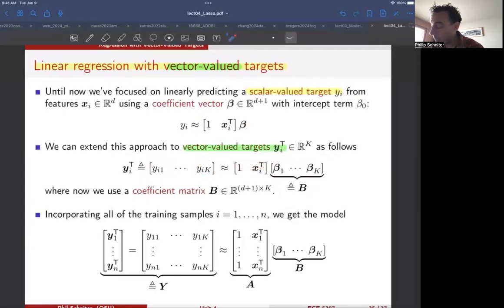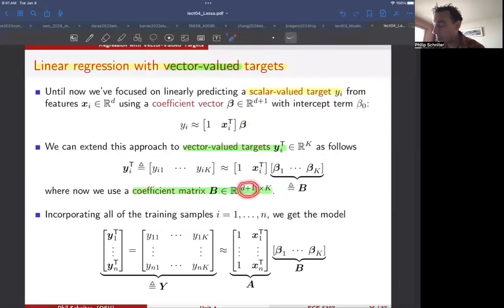So instead of having a coefficient vector, we actually have a coefficient matrix. And since there's no such thing as capital beta as a Greek letter, we'll just call this capital B. So this matrix is going to be D plus 1.